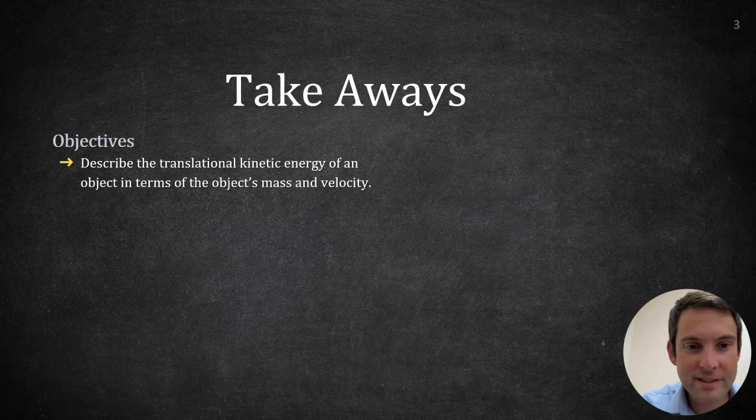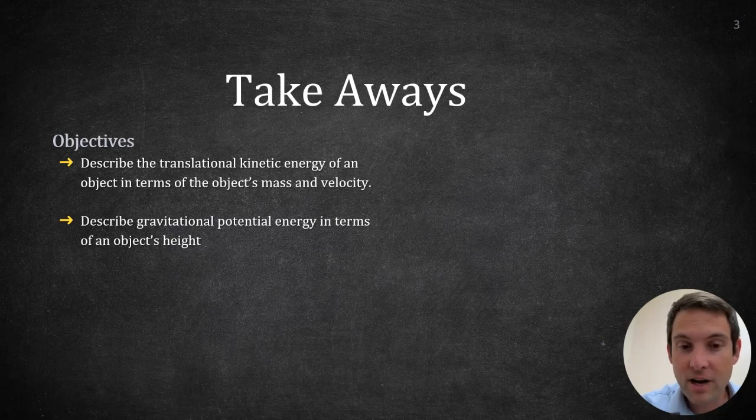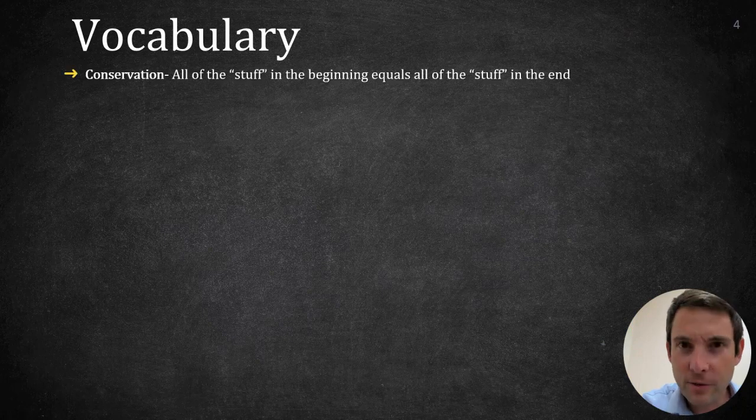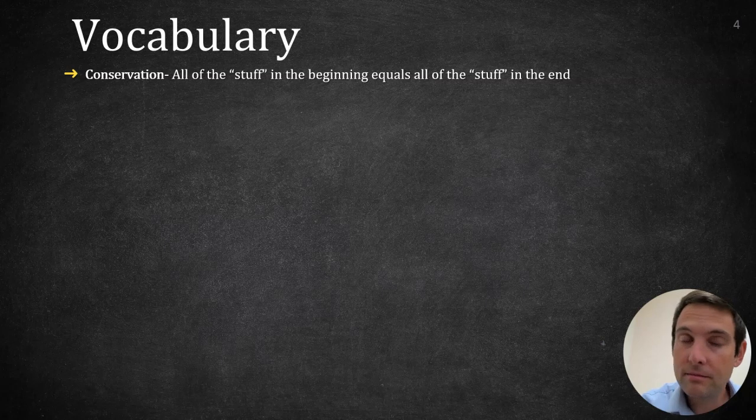By the end of this lesson, we'll be able to describe the translational kinetic energy of an object in terms of the object's mass and velocity, and we'll describe gravitational potential energy in terms of an object's height. We'll describe elastic potential energy and when it's appropriate to consider it. A lot of vocabulary here, as this is a new way of thinking. Oftentimes this is going to be a little bit easier than what we've done in the past, so hopefully that continues.